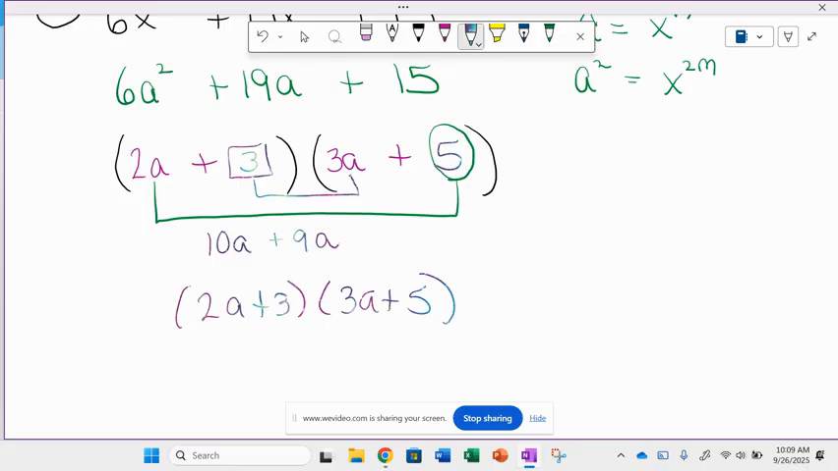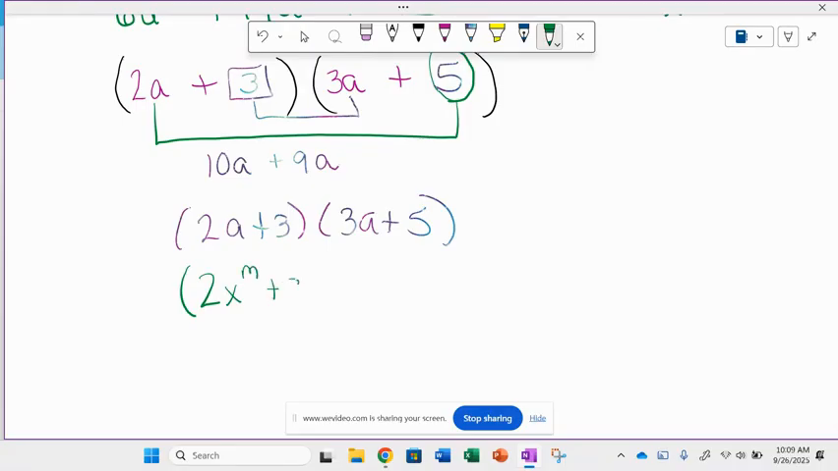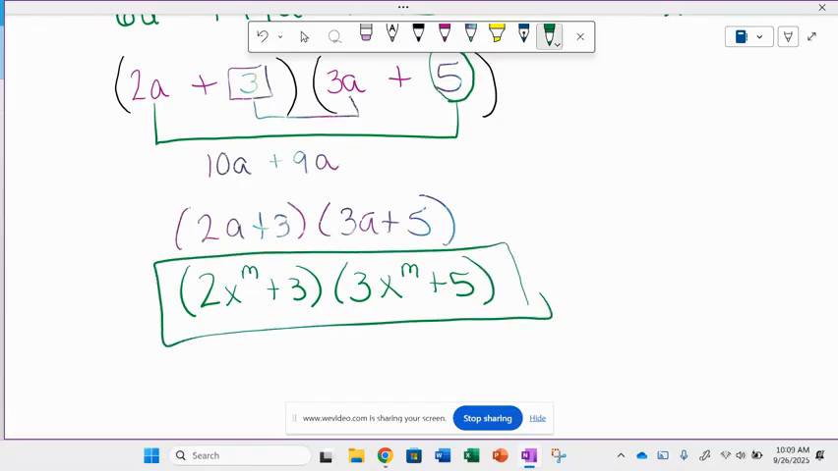Anishka? Yeah, I use substitution, so now I have to substitute back. Remember, a is x to the m. So this is going to be 2x to the m plus 3 and 3x to the m plus 5.